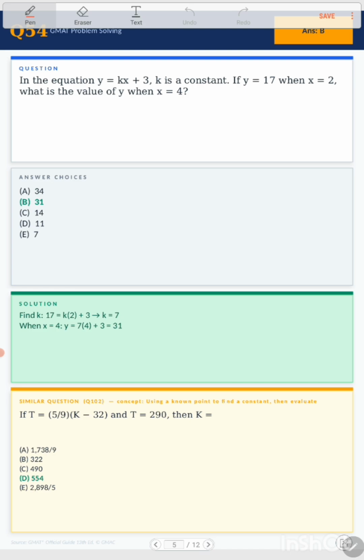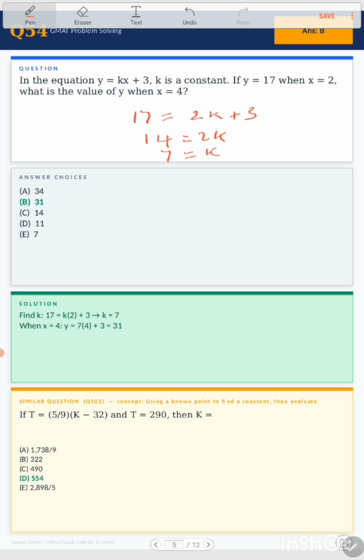In the equation y equals ks plus 3, k is a constant. If y equals 17 when s equals 2, the first thing we are going to do is find the constant. So we say 17 equals 2k plus 3. If you solve this, you are going to get 14 equals 2k, or 7 equals k. So k is 7.